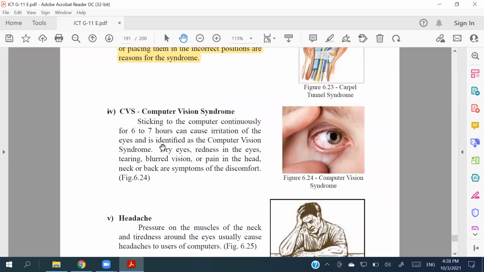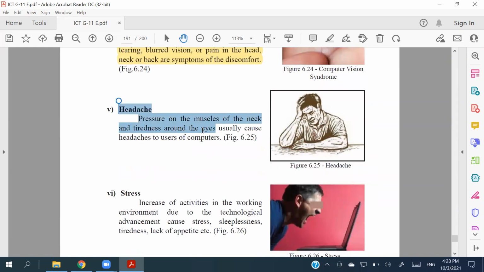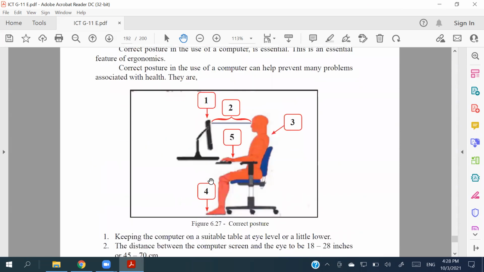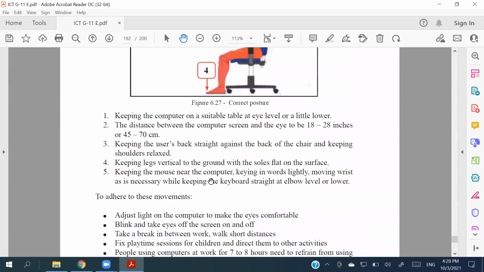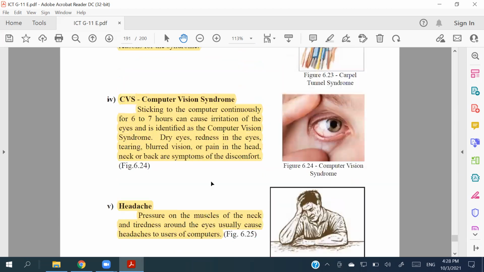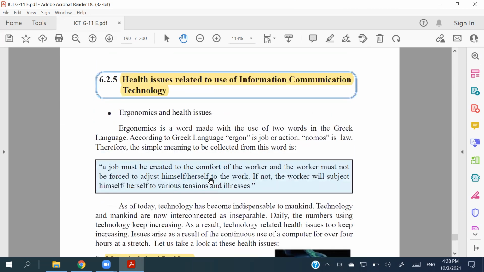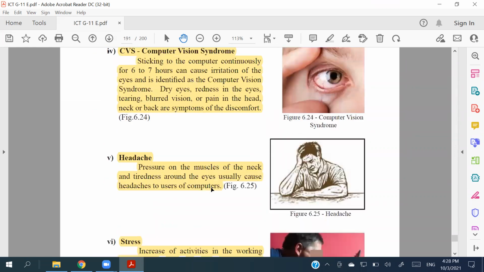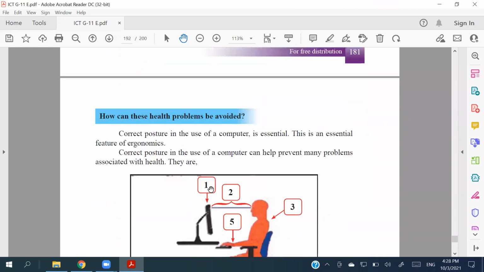If you can find pictures, find them and paste them, so that will be much easier for you to understand and remember, right? So these things you have to copy, and regarding the health related issues, these are the things for each and every problem.